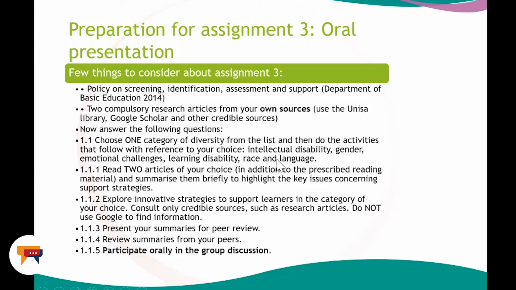You first select the category. I just want to repeat this. Select the category from intellectual disability, gender, emotional intelligence, learning disability, race, and language. Once you have selected the category, then identify or search for 2 articles from credible sources of your choice, and then summarize them briefly to highlight the key issues concerning support strategies.